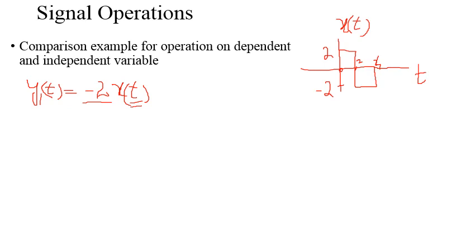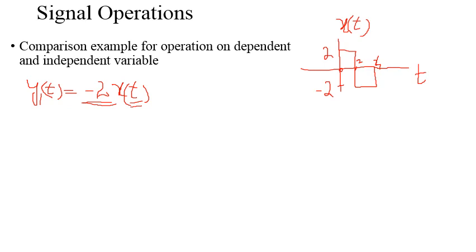Now what will happen if we perform this operation? Clearly we are performing the operation on the dependent variable, so nothing will happen along the time axis, right? You understand that if we perform some operation on t, the independent variable, then the signal will either be compressed, or shifted, or reflected. These are the three operations we perform. Because nothing of that is involved here, it will stay as it is.